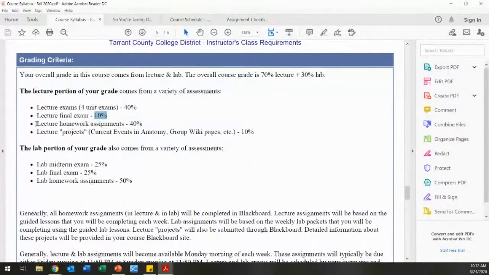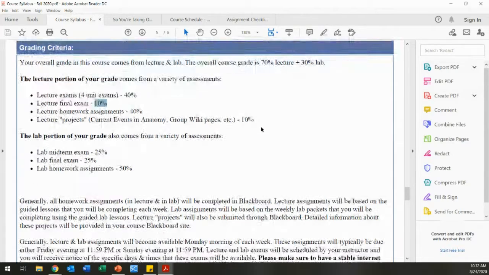You're going to be doing homework assignments every single week for lecture to keep you on track. Those are worth 40% of your course grade. And then we're doing a couple of different, I'm calling them projects. They're basically written assignments. So current events and anatomy that I mentioned, and then we're going to do a little bit of group work together in what we call wiki pages. So those are 10% of your lecture grade. So 70% of your grade comes from lecture. It's going to be those exams and then those 2 types of homework assignments.